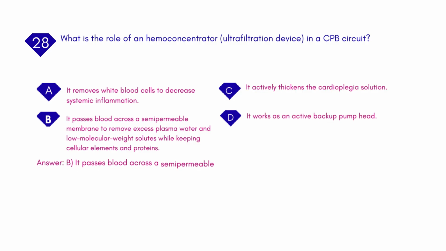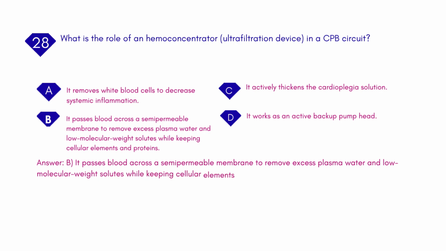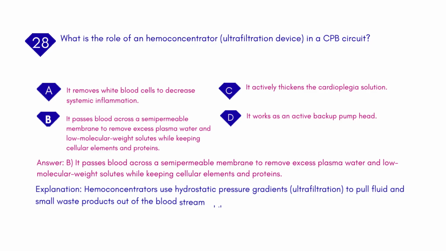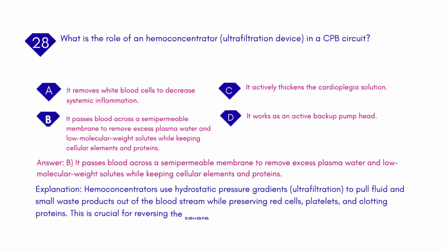Answer: B. It passes blood across a semi-permeable membrane to remove excess plasma water and low molecular weight solutes while keeping cellular elements and proteins. Explanation: hemoconcentrators use hydrostatic pressure gradients, ultrafiltration, to pull fluid and small waste products out of the bloodstream while preserving red cells, platelets, and clotting proteins. This is crucial for reversing the severe hemodilution caused by the circuit's priming volume.